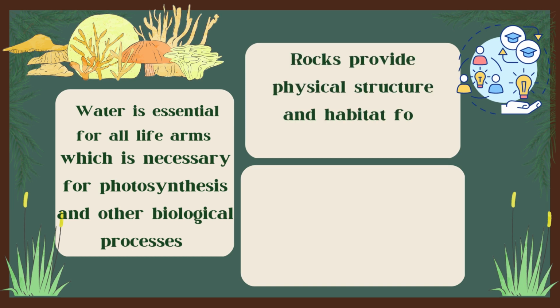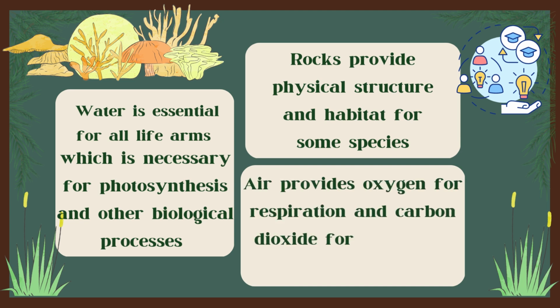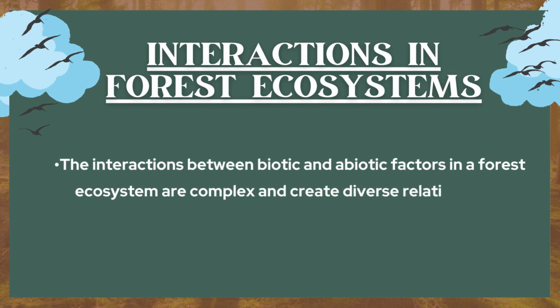Rocks provide physical structure and habitat for some species. Air provides oxygen for respiration and carbon dioxide for photosynthesis. These are just a few examples of the biotic and abiotic factors that can be seen in a forest ecosystem. The interactions between these factors are complex and create diverse relationships.